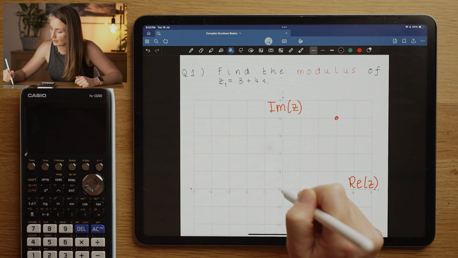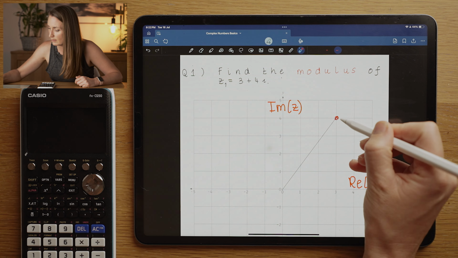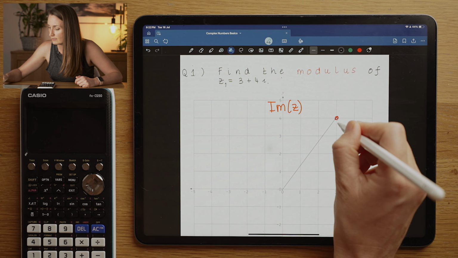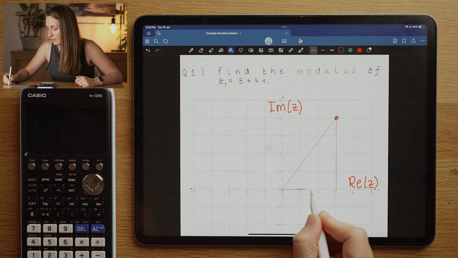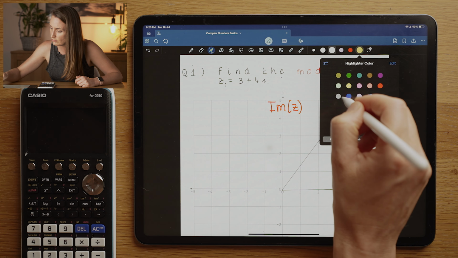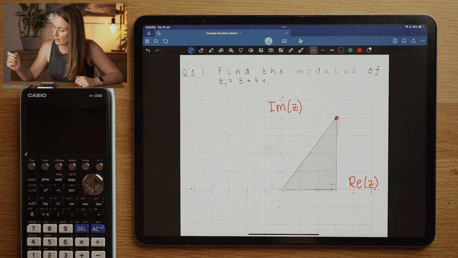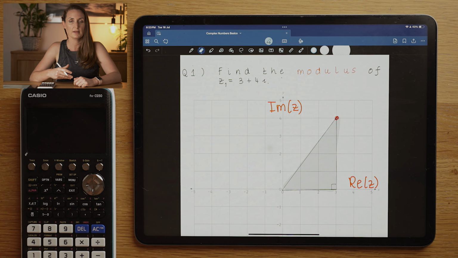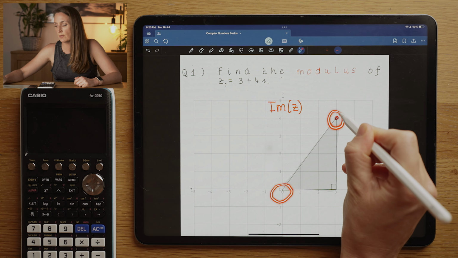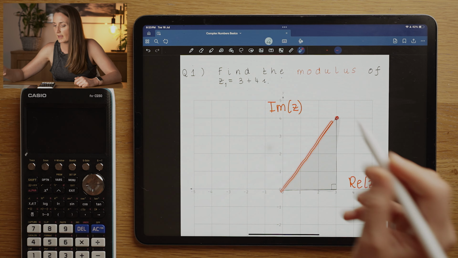The first important skill is that you're going to join up the origin to the point that you've marked in the Argand diagram, and you're going to form a right angled triangle like this. I'm going to just gently shade that in for you. And here's the right angle. You can think of the modulus of a complex number as the distance from the origin to that number on the Argand diagram. Or you can think about it as the hypotenuse on this right angled triangle.